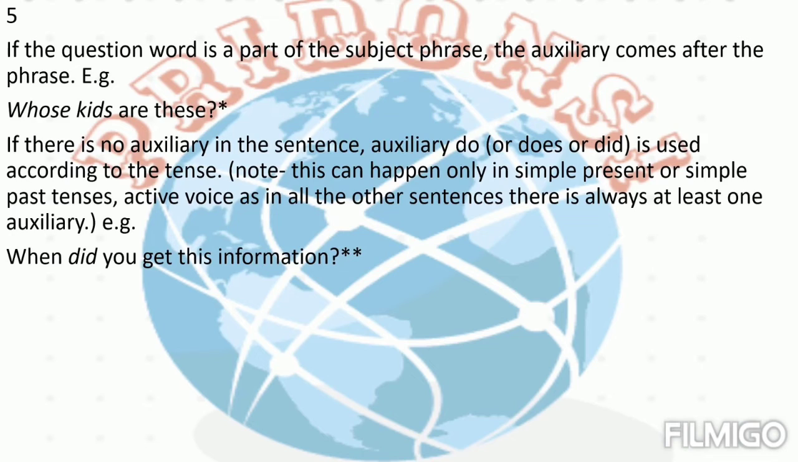For example, when did you get this information? In this sentence, the verb is in the simple past tense. That's why auxiliary did has been used. Had it not been a question, it would read, you got this information. Here, there is no auxiliary in this sentence and the sentence is in the past tense. That's why did has been used.